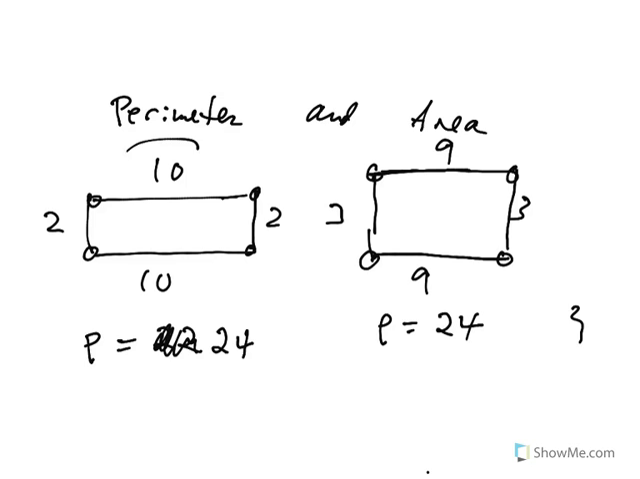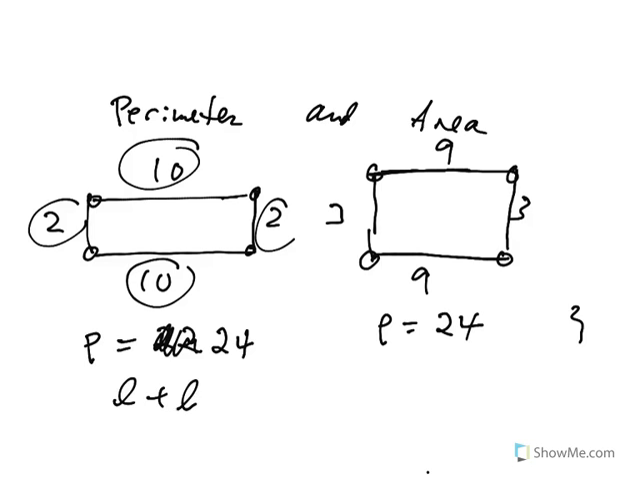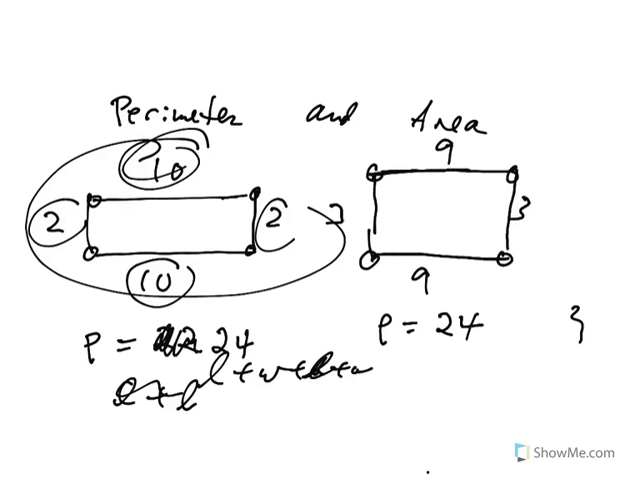Perimeter is length plus, depending on what order I add these in, I could say length plus length, length plus width plus length plus width if I was going around it this way. Or I could just say 2 times length plus 2 times width.